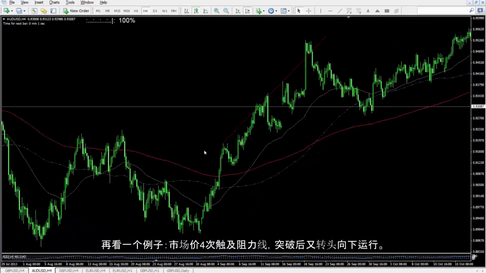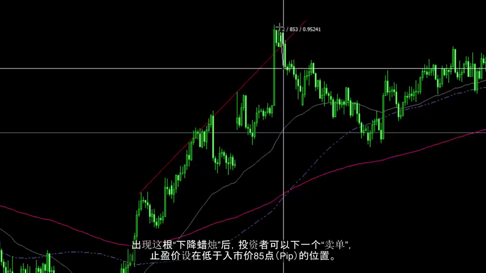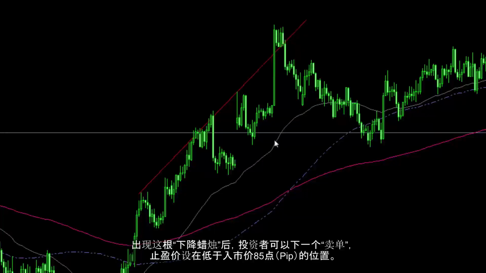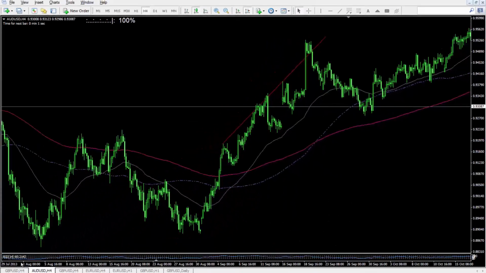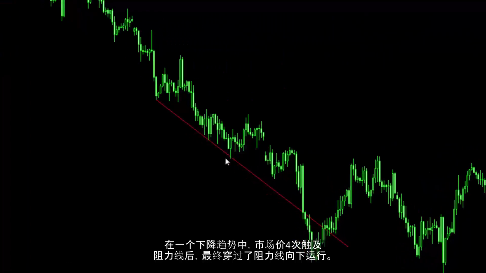Another example in which market price had hit the resistance line 4 times, and after a breakout it returned towards the bottom. After this bearish candle, a trader could place a sell order with TP price 85 pips lower than the entry price. On a downward trend, market price could cross the resistance line towards the bottom after 4 unsuccessful attempts.